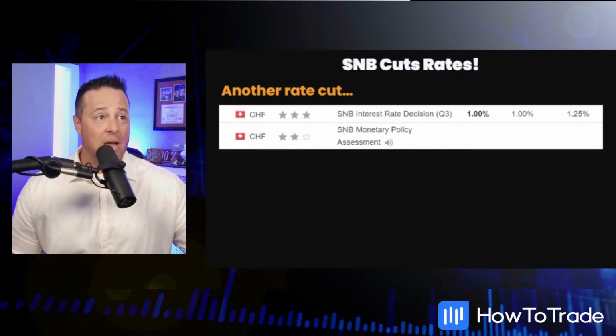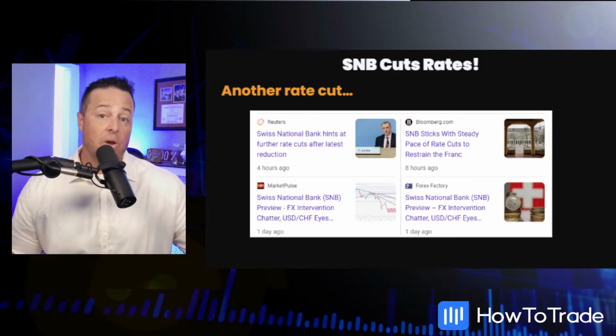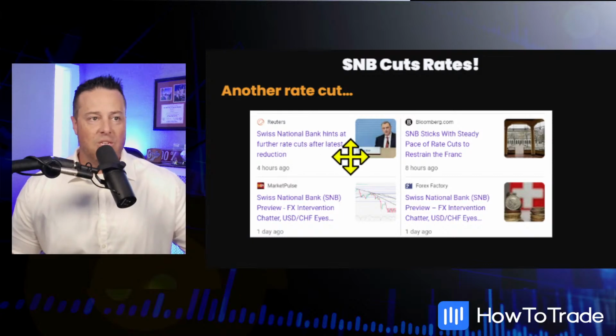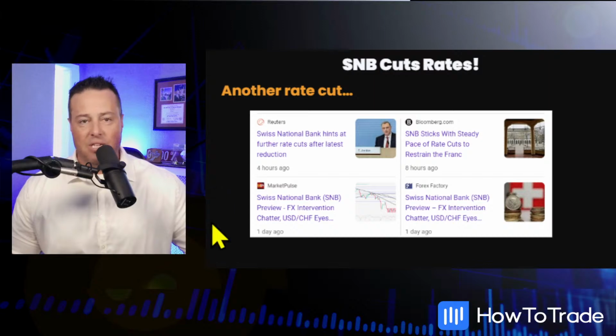They want to get the rates down as low as they can, as quick as they can. They just have to do it in an orderly fashion. Right here, Swiss National Bank hits it for the rate cuts after the latest reduction. These are the headlines: sticks with steady pace of rate cuts to restrain the franc.